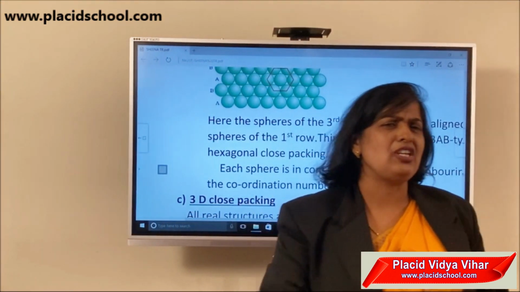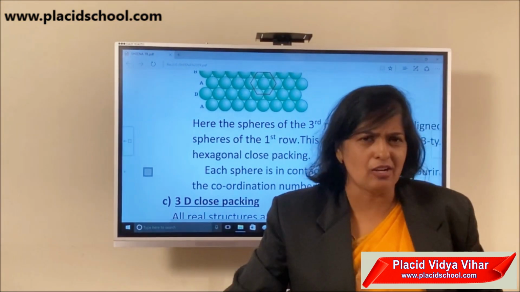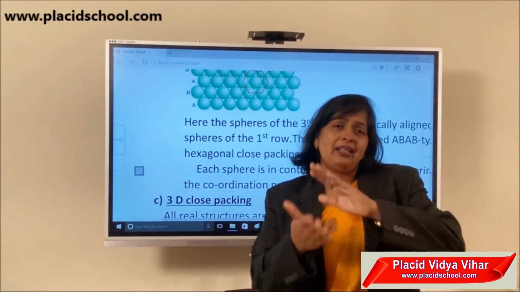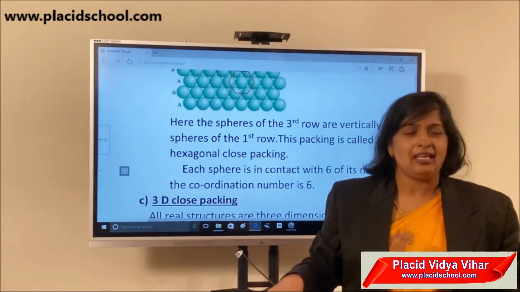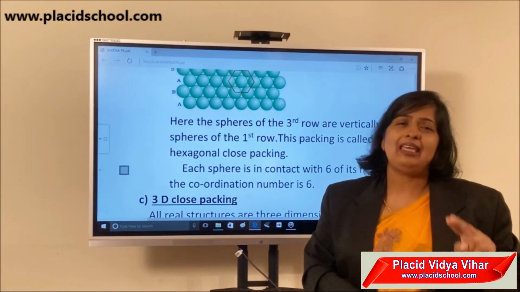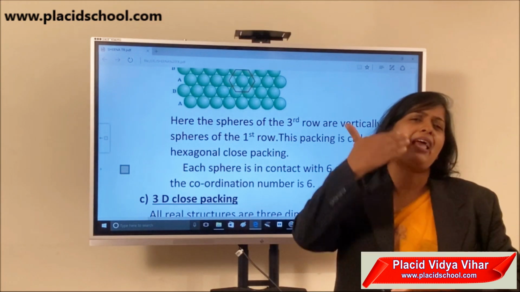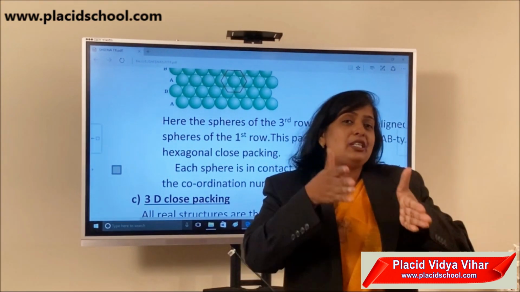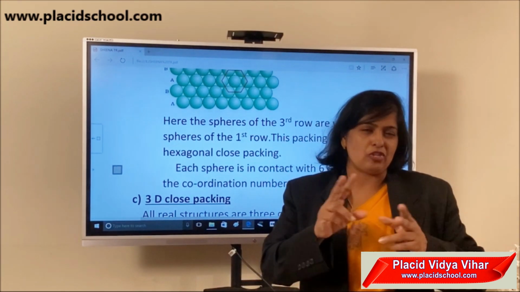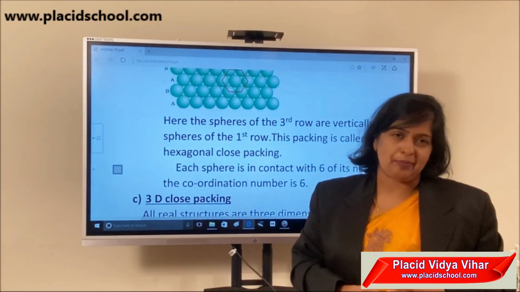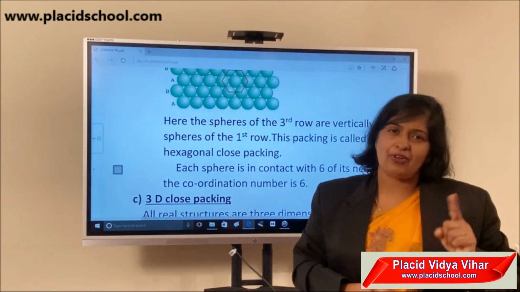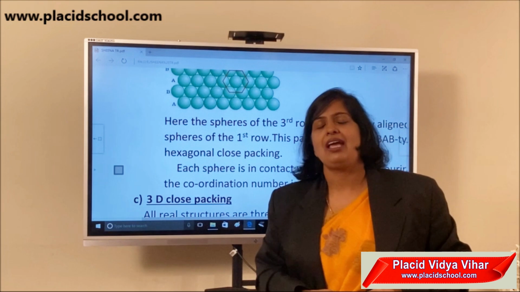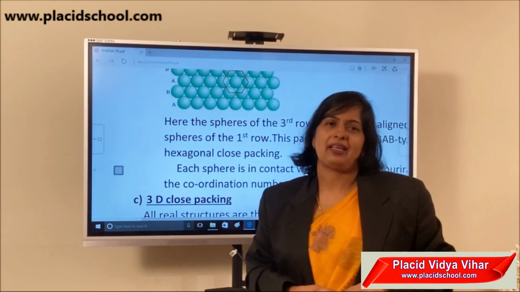In one dimension, we need to arrange the particles in a single row. In two dimensions, we are keeping another row over the first layer. It can be done in two ways. Either keep the second row exactly above the first row, or keep the second row in the depressions of the first row, which give rise to two types of two-dimensional arrangement. The first type is called square close packing, and the second type is called hexagonal close packing.